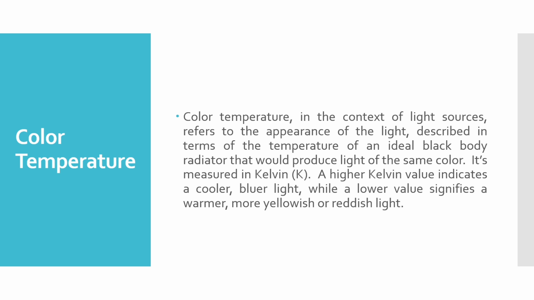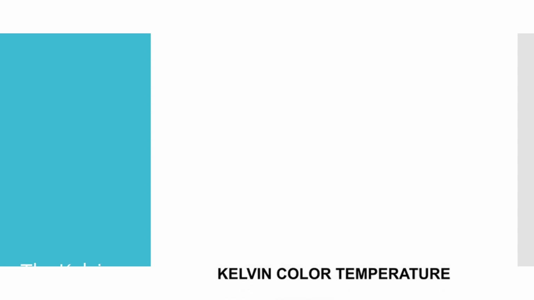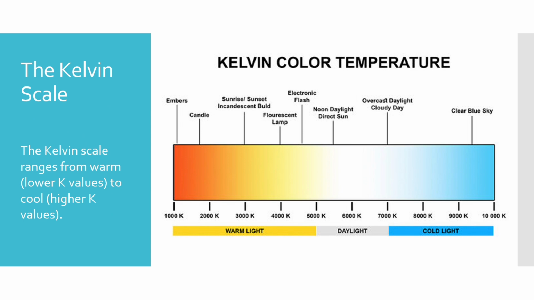To gain a deeper understanding, we will use the Kelvin scale, which you can see here on the next slide. The Kelvin scale measures color temperature ranging from warm to cool. As you can see, the scale is represented by a color gradient, starting with warm red and transitioning to cool blue.